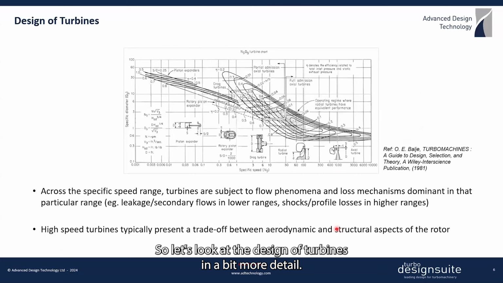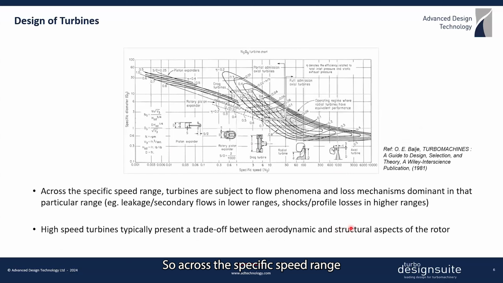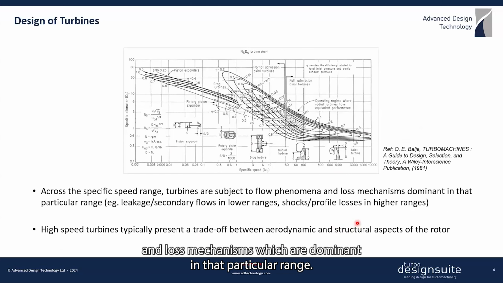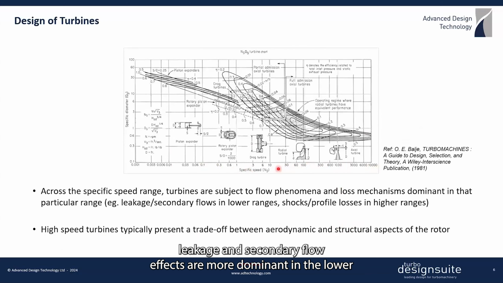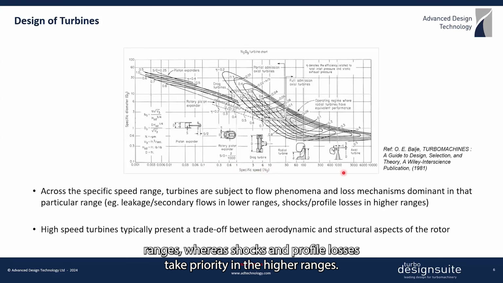So let's look at the design of turbines in a bit more detail. So across the specific speed range, turbines are subject to various flow phenomena and loss mechanisms which are dominant in that particular range. For example, as you can see in this specific speed chart, leakage and secondary flow effects are more dominant in the lower ranges, whereas shocks and profile losses take priority in the higher ranges.